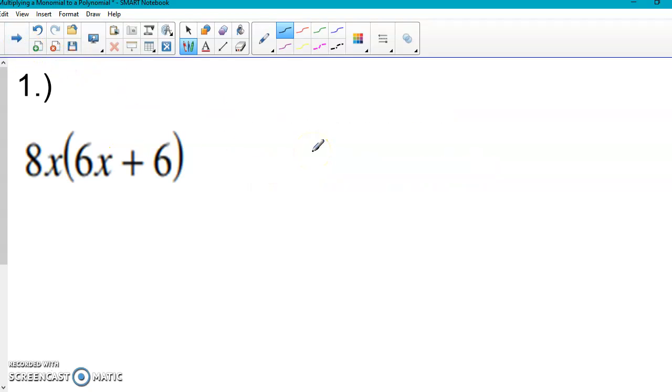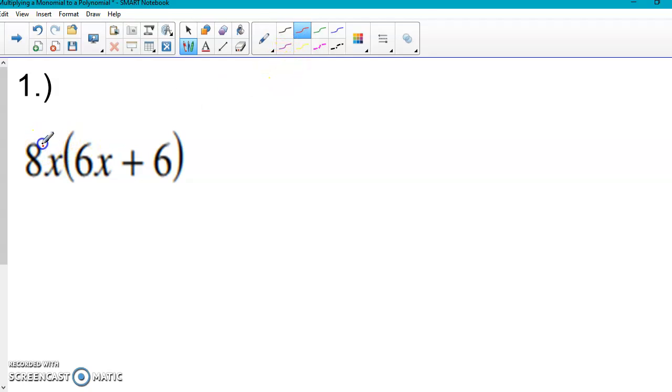Okay, so we're going to start with number 1. We are going to be multiplying a monomial, remember, a monomial is just one term, to a binomial. Binomial means two terms. Okay, so how you multiply polynomials is the basic distributive property that we learned in middle school. So all we're going to do is take the term that's in the front and distribute it to everybody that's inside the parentheses. And we're going to do that by multiplication.